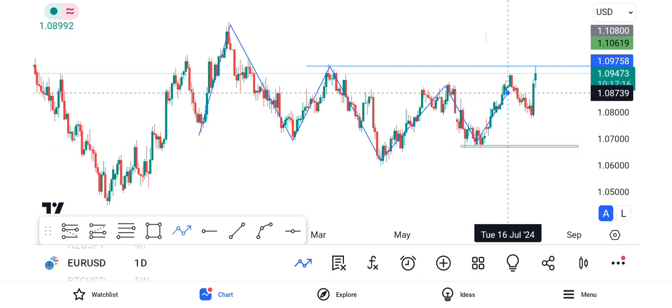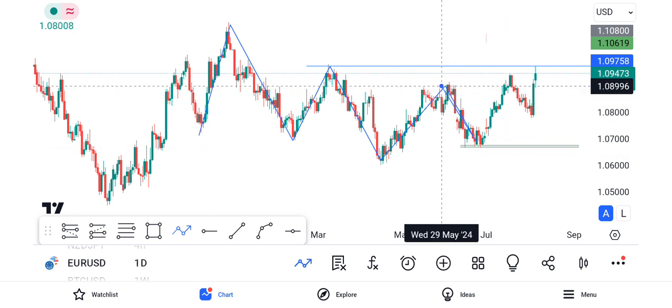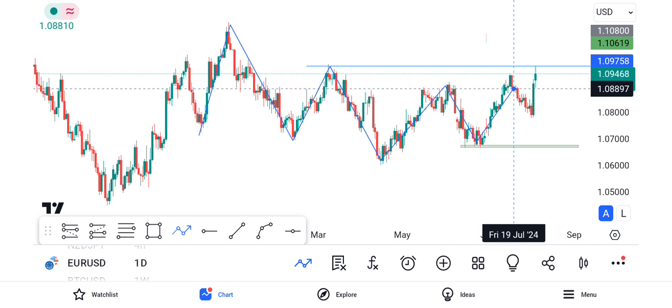And then instead, what did it do? It broke above this resistance right here, which is giving us a clue that this price does not want to go down again. It wants to go up. All right, it wants to go up, giving us a clue.